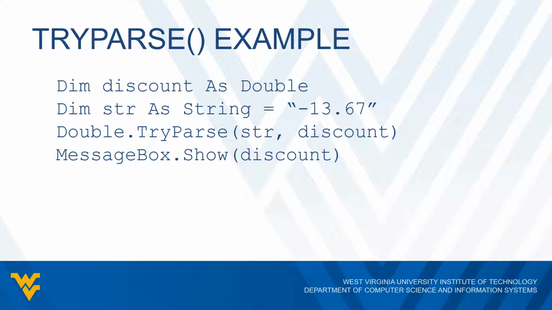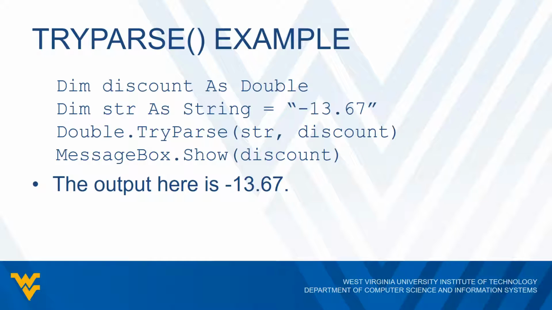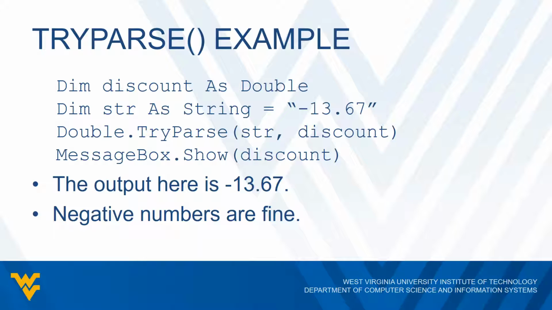The output in this case does work. It does give us negative 13.67. The point here is to show that negative numbers are perfectly fine. They match the type here. In this particular case, the negative in front still means that this thing is a valid double. So we convert it to a double, we store it in discount, and then we display it. So negative numbers are perfectly fine.